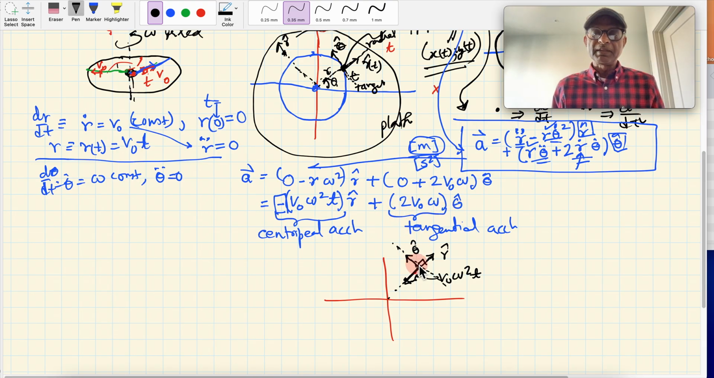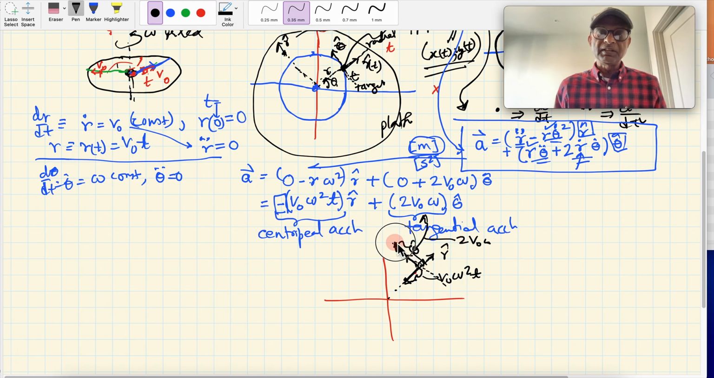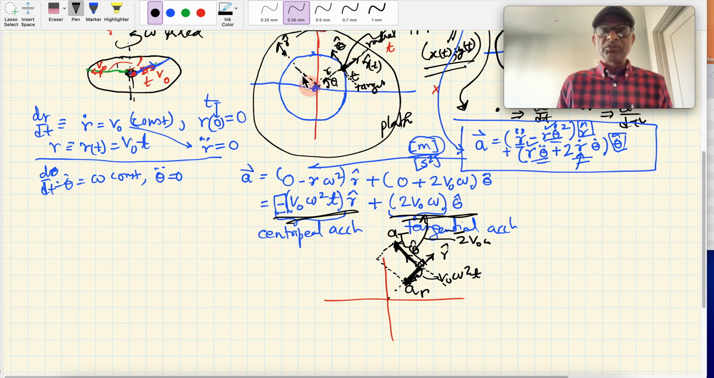So let's look like that right now. So this is 2v0 omega. That's the length of this vector. So let's call this a sub t for tangential, and let's call this a sub r for radial. So these are two vectors, so-called components. When you add this vector with that vector, well, of course you can draw the picture like that.